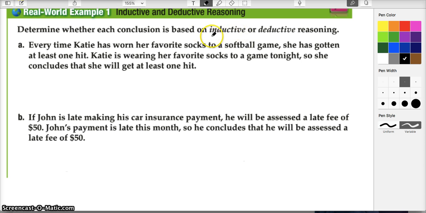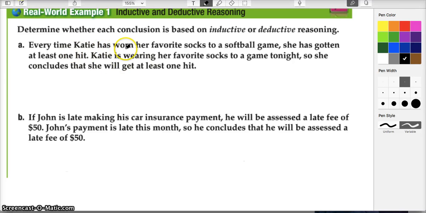Remember, inductive reasoning is where we're looking at a pattern and trying to come up with a rule or a conjecture, and deductive is where we start off with a rule or a law and we apply it to a situation, or we apply it to figure out a logical outcome. So let's look at part A.